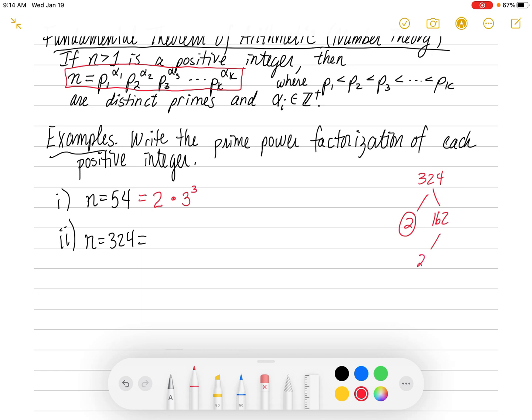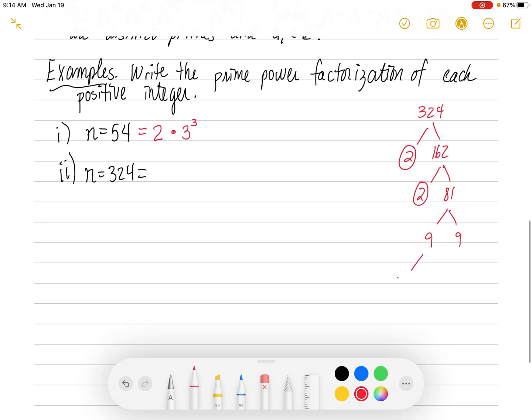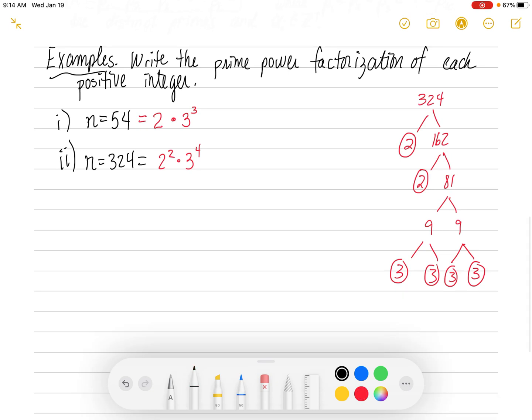162 is even because it ends in a 2. So 2 is going to be a factor of 162. 162 divided by 2 is 81. We know 81 breaks up into 9 times 9. And 9 breaks up into 3 times 3. And the other 9 will break up into 3 times 3. So basically my prime power factorization here is 2 squared times 3 to the 1, 2, 3, 4. Right, I have 2 copies of 2 and 4 copies of 3. All right, let's do number 3.